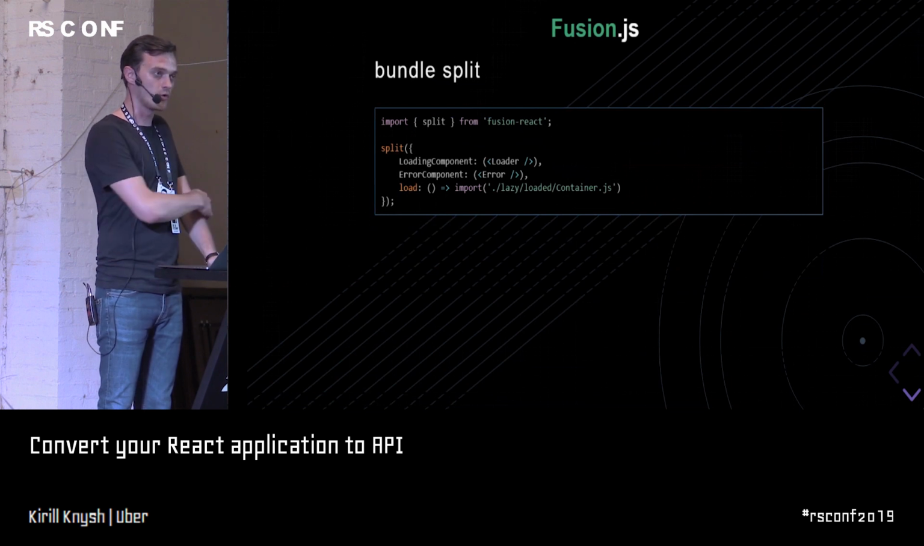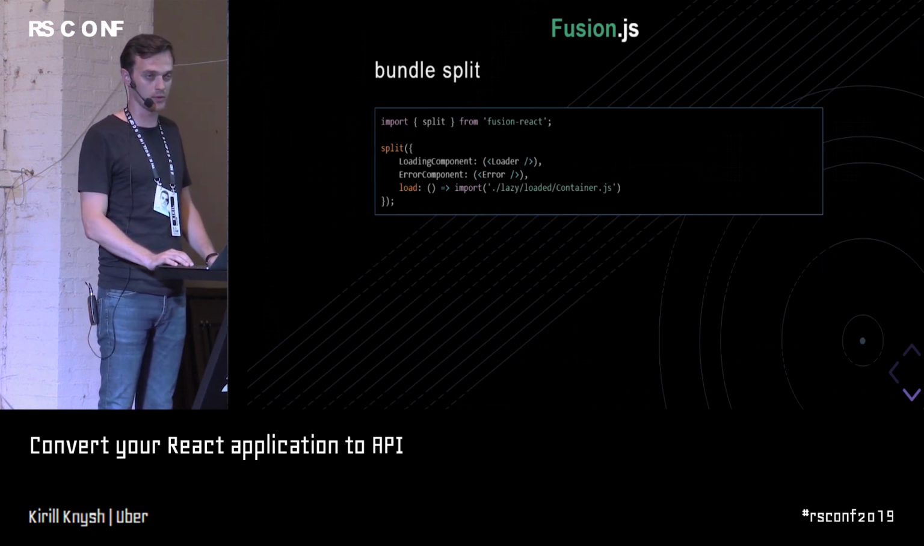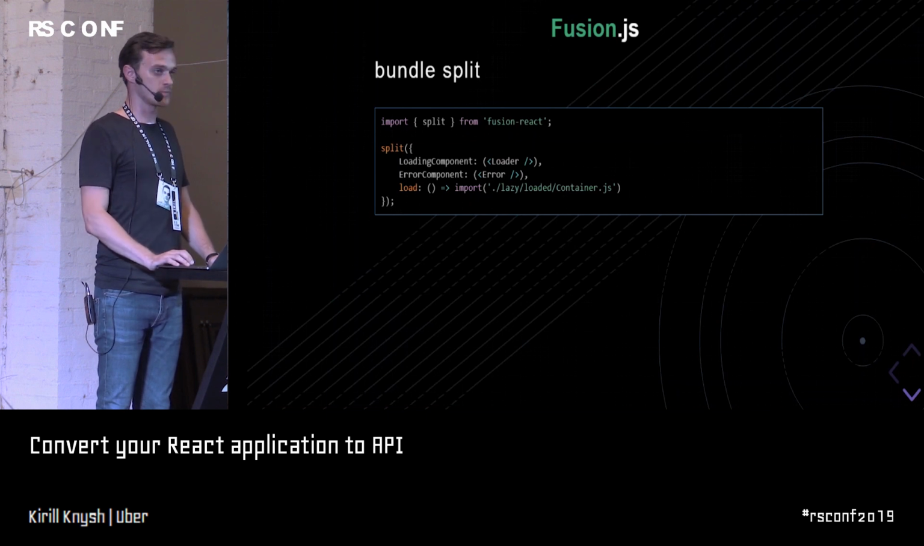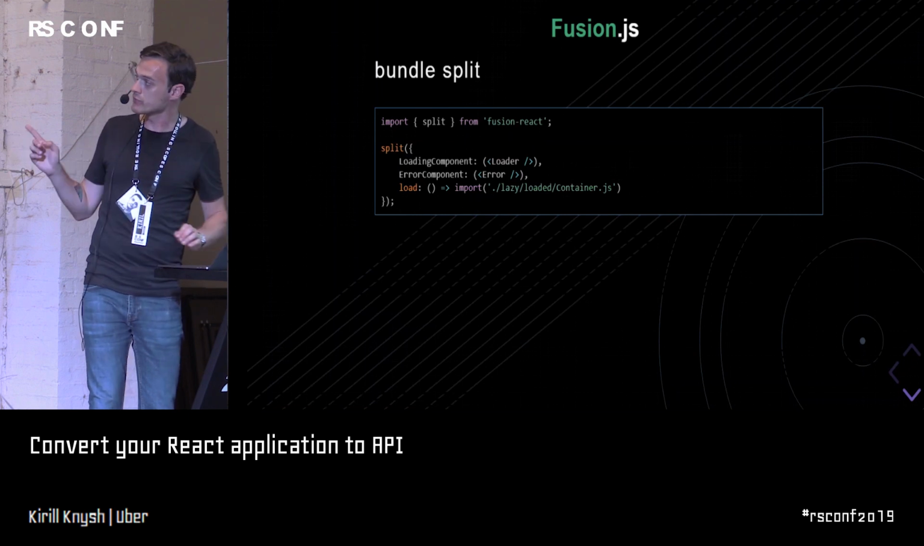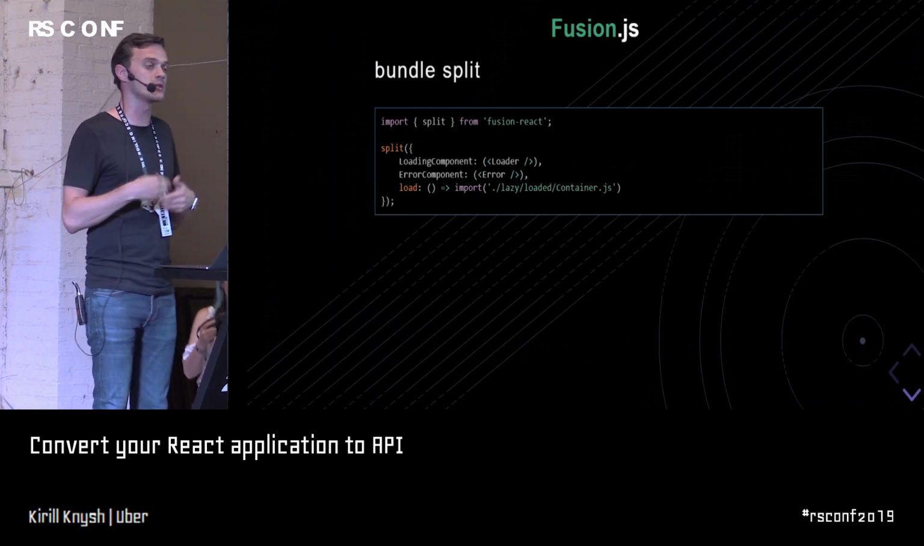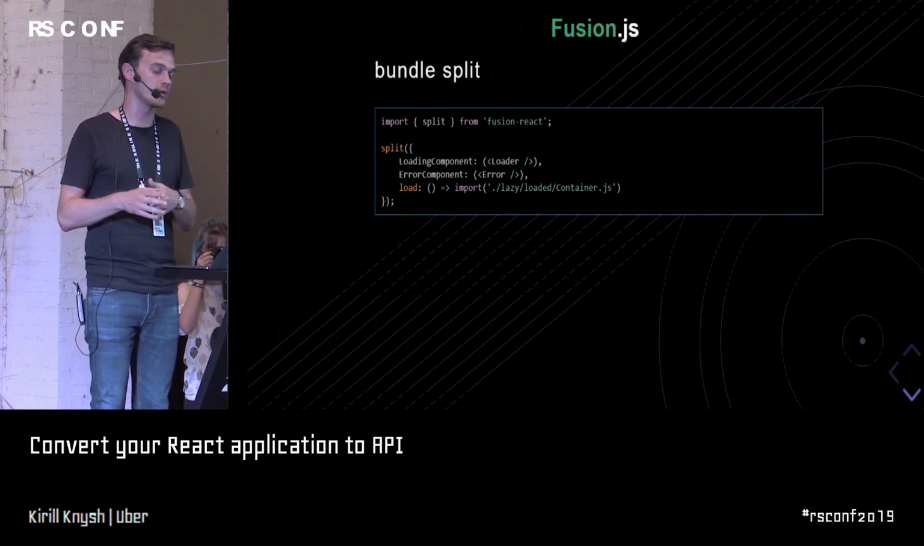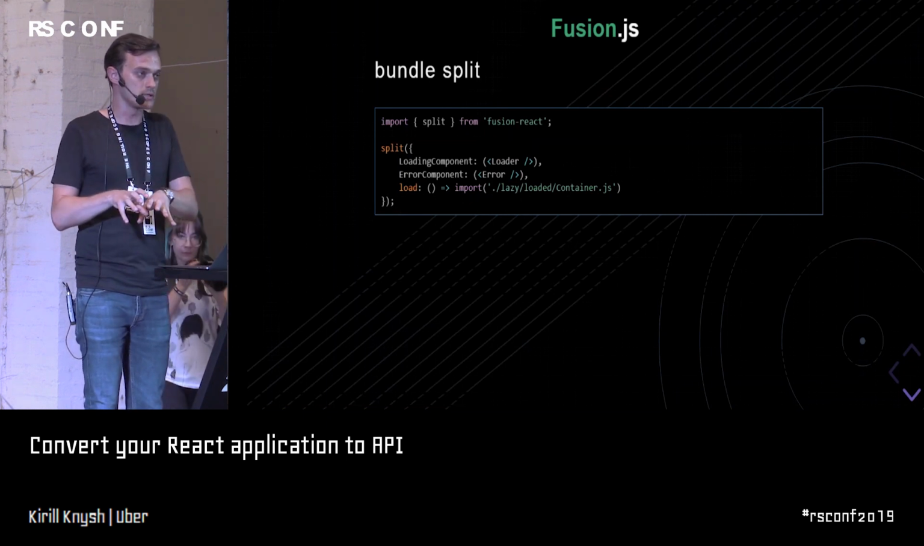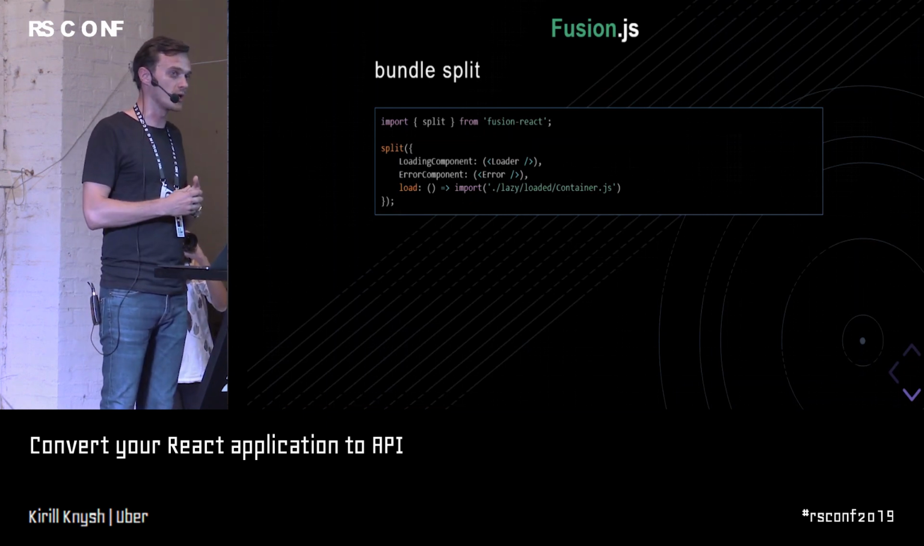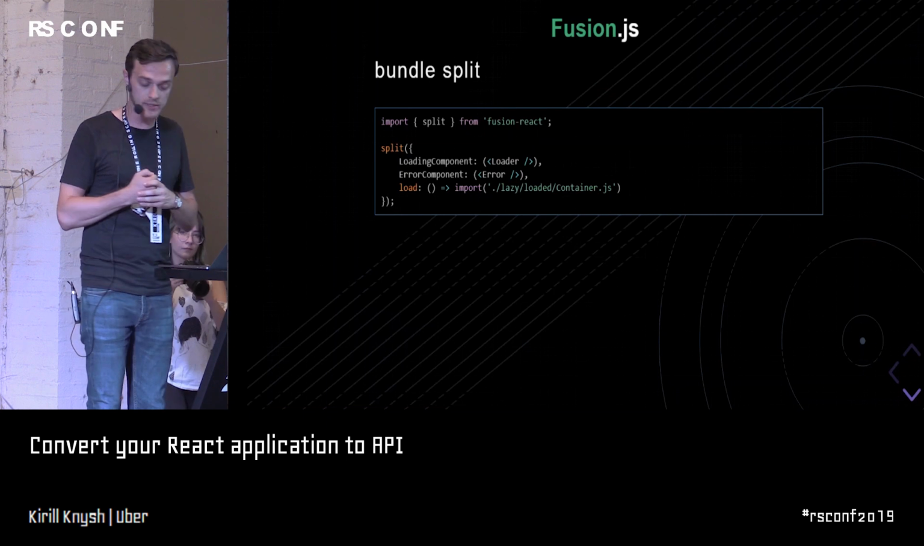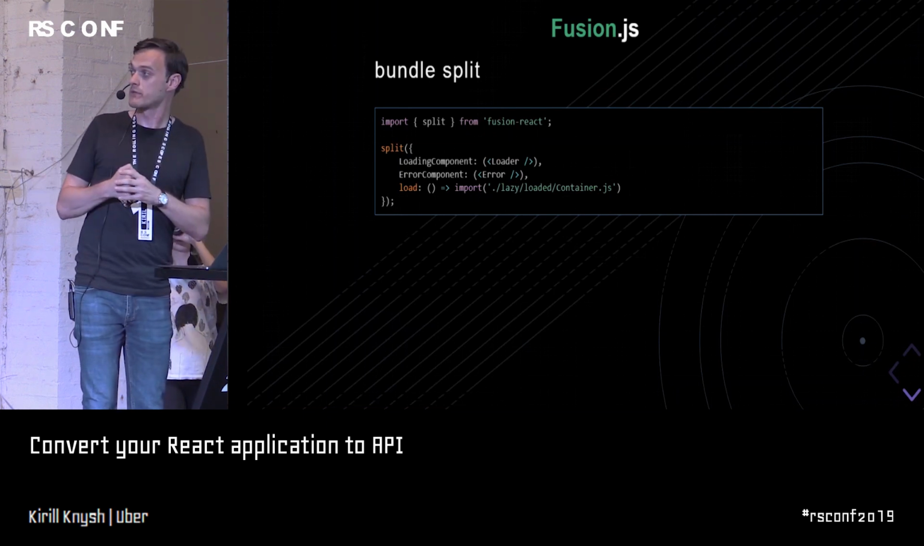At this point, I want to focus on exactly two features that helped us in our crop architecture. The first one is bundle split. Fusion React is just yet another plugin, a plugin that we register in our Fusion application. It provides a nice function called split, which accepts just three arguments.